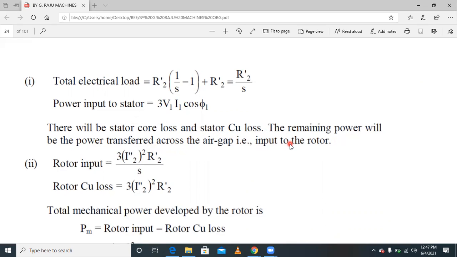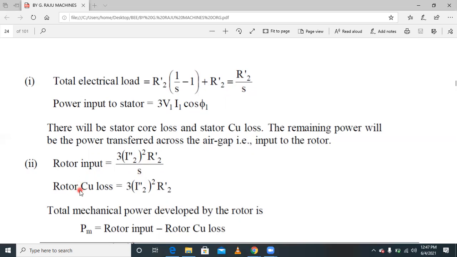That's clear. So what is the rotor input? It is 3 I2² into R2 divided by S. What is the resistance on the rotor side? Total electrical load resistance is R2/S. So the rotor input is 3 I2² into R2/S.